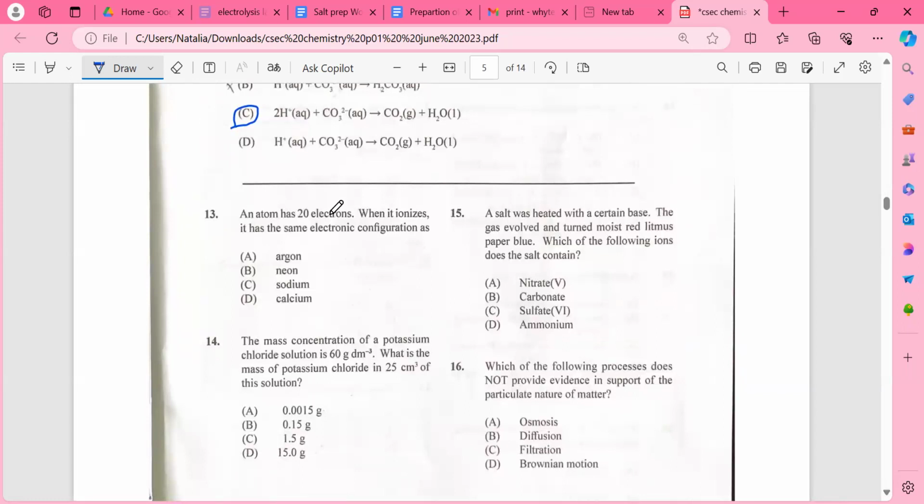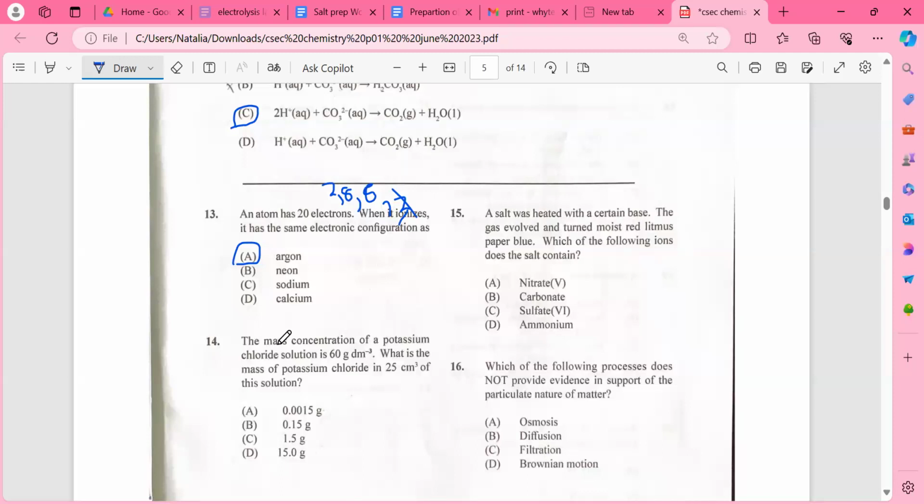An atom has 20 electrons, it ionizes and gives the same electronic configuration. So 2, 8, 8, 2. When it ionizes, it's going to lose its electrons and become like argon. These 2 electrons are going to go.